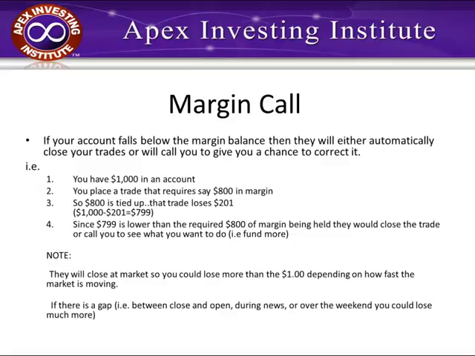To give you an example of that, if you have $1,000 in an account and you place a trade that requires, let's say, $800 in margin, wouldn't be a wise idea, but let's just say you do that. $800 is tied up in margin, okay? It's not a cost, it's just tied up. Let's say the trade that you're in loses $201. So now you're down to $799. That's $1 lower than $800. So they're automatically going to close your trade out instantly.